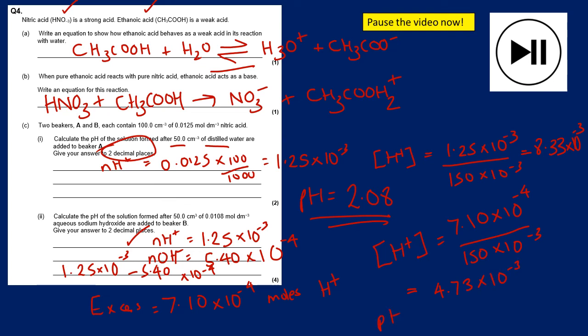Now turn that into a pH, which is minus log of 4.73 times 10 to the minus 3, and I get 2.32. Final answer, 2 decimal places. If you've got 2.33, it's correct as well. It just means that you've done some rounding at some point. So 2.33 would also gain all 4 marks.